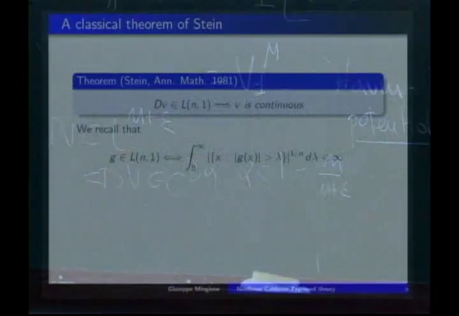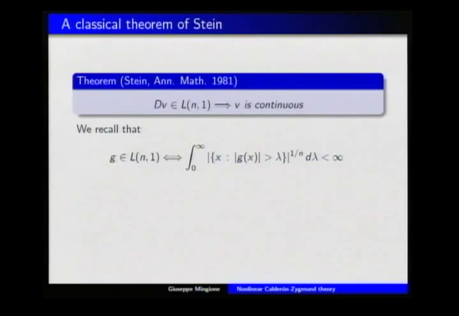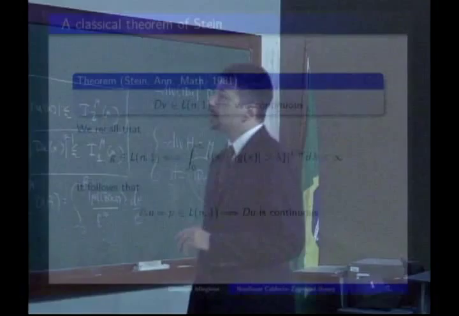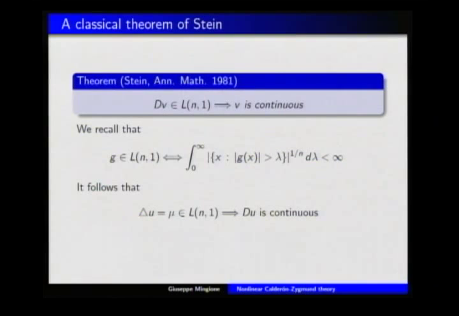A Lorentz space is defined by prescribing such a decay of level sets. It's an interpolation space. It can be characterized via rearrangements, and so on, but this is the space. Another, essentially equivalent, way of stating the same theorem is that if the Laplacian of u belongs to L^{n,1}, then the gradient is continuous. This is the previous result plus standard Calderón-Zygmund theory, because these are interpolation spaces. So there are two equivalent ways of looking at Stein's theorem. These are borderline cases. So Stein's theorem says that if the Laplacian belongs to L^{n,1}, then the gradient is continuous.